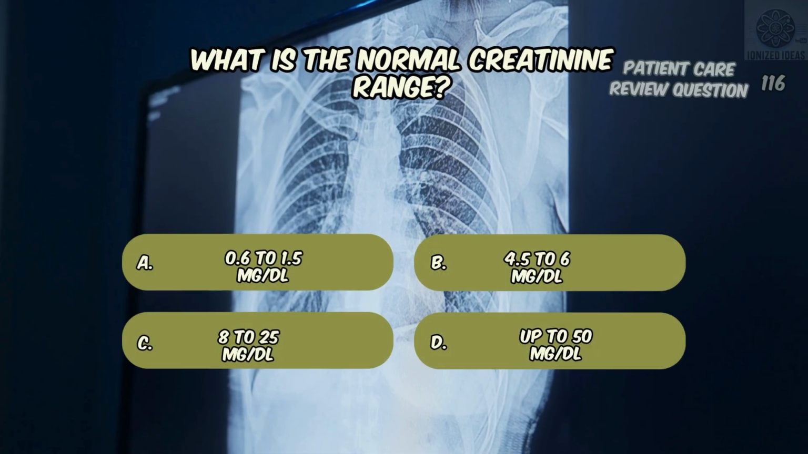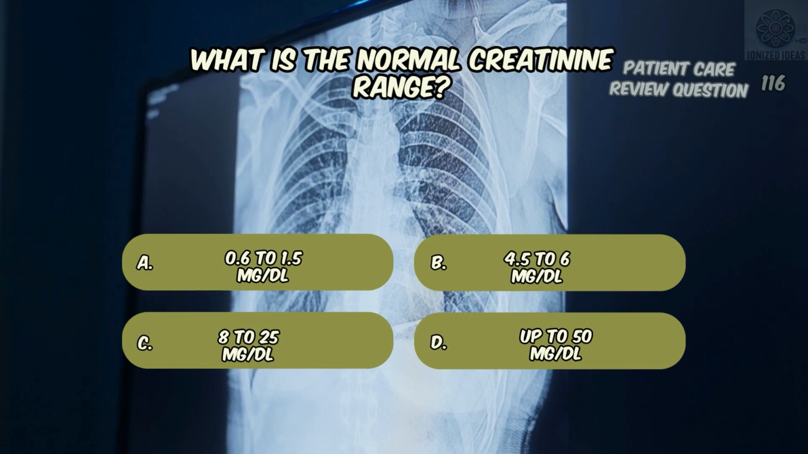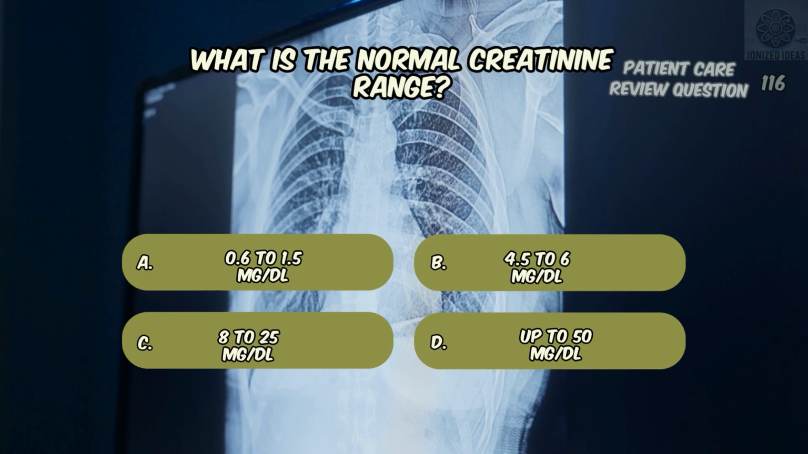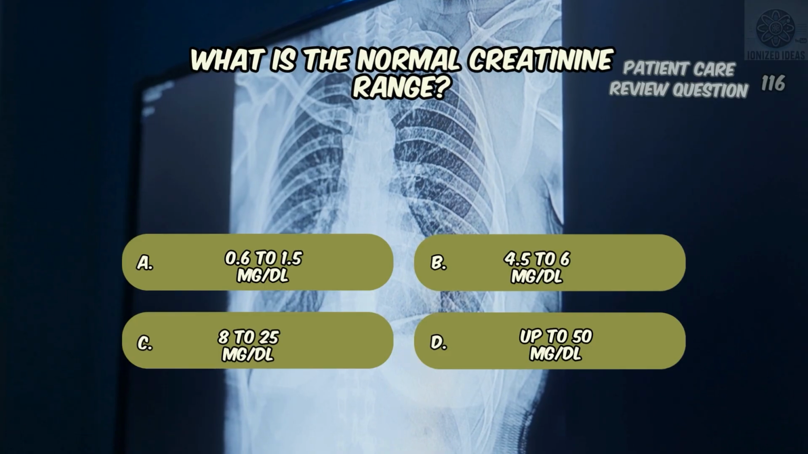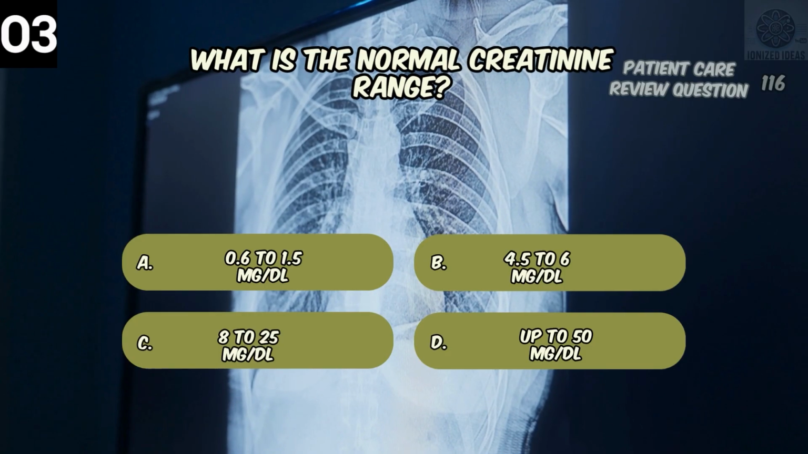What is the normal creatinine range? A. 0.6 to 1.5 milligrams per deciliter. B. 4.5 to 6 milligrams per deciliter. C. 8 to 25 milligrams per deciliter. D. Up to 50 milligrams per deciliter.